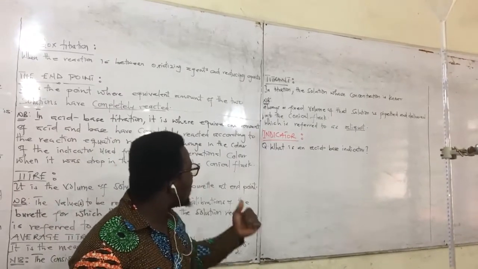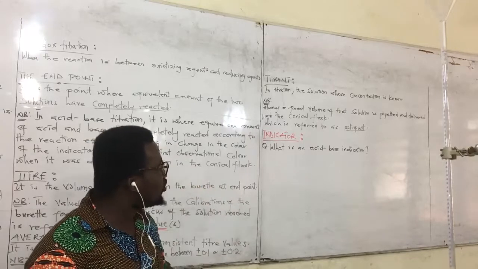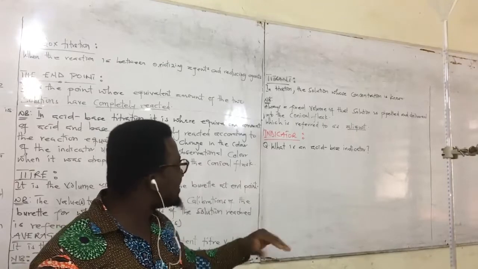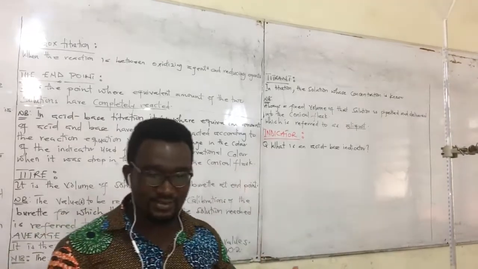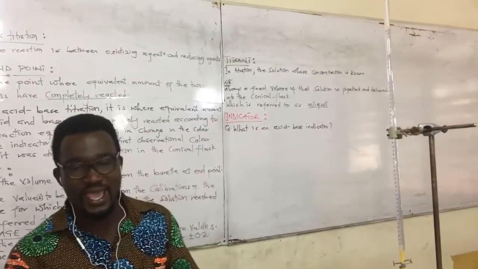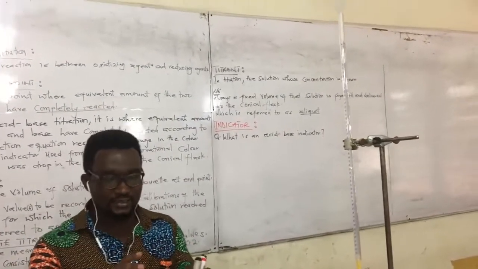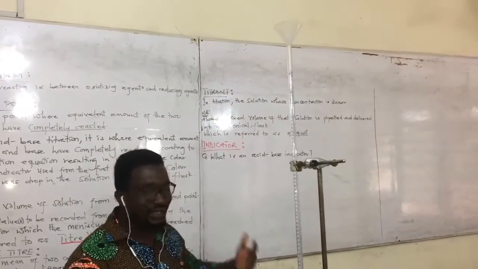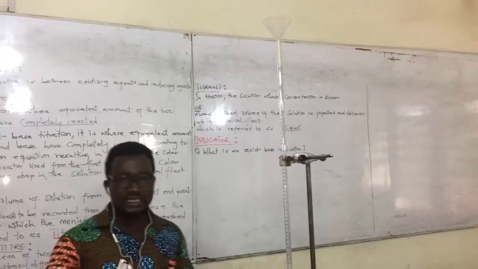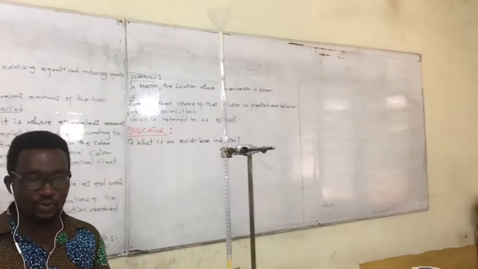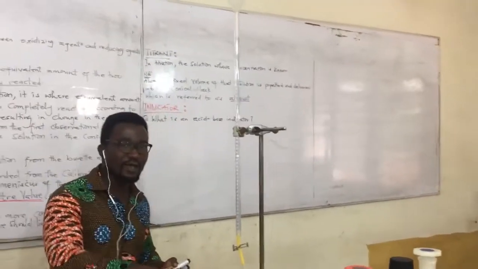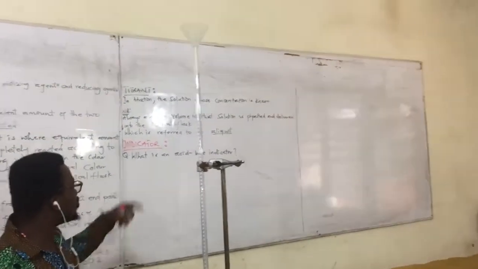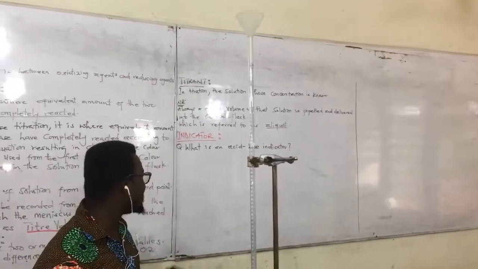Note, always a fixed volume of that solution is pipetted and delivered into the conical flask. So always, this is what happens. A fixed volume of that content is pipetted and delivered into the conical flask, which is referred to as aliquot. So the portion in the conical flask, the fixed volume which has been pipetted into the conical flask, that solution is called the aliquot.